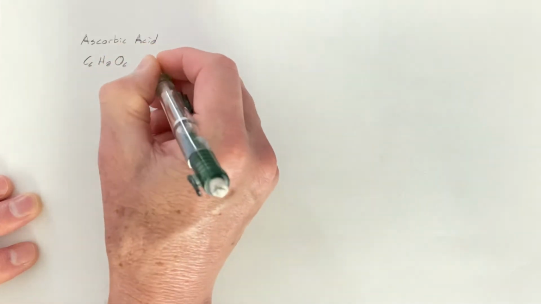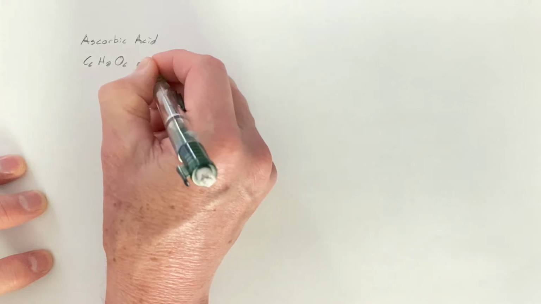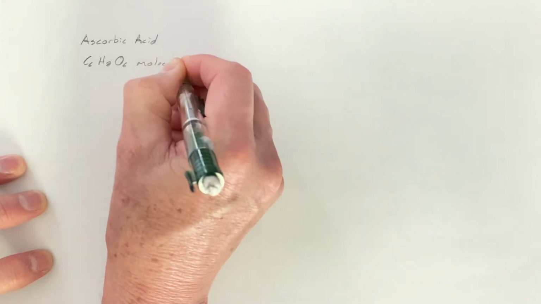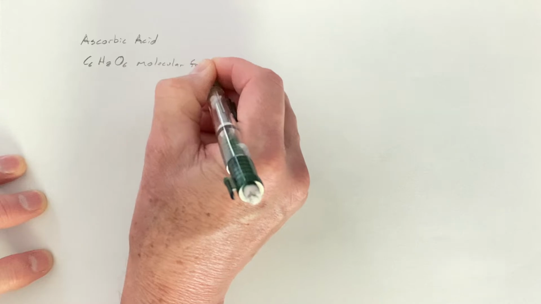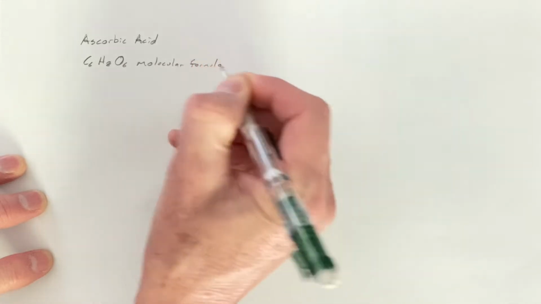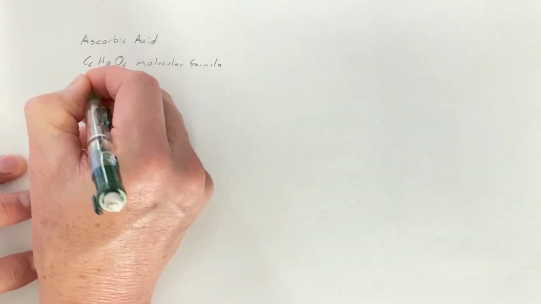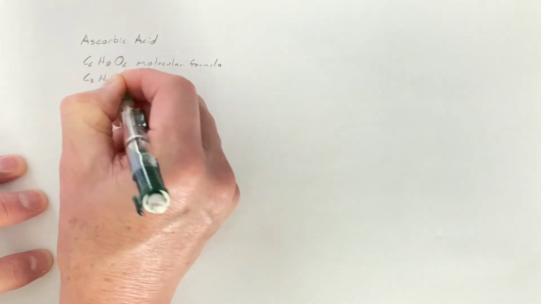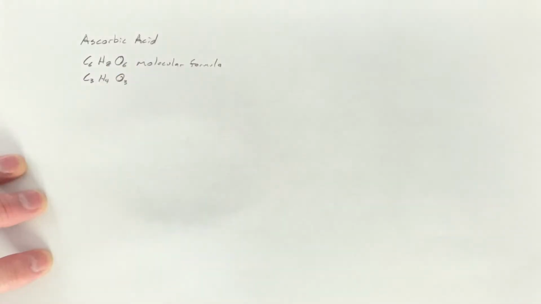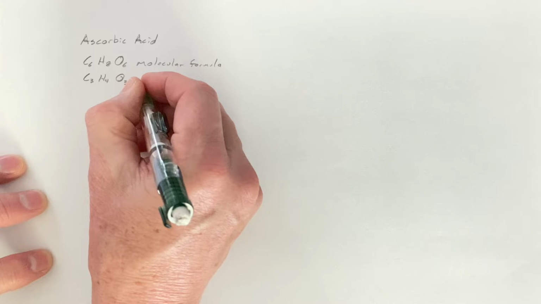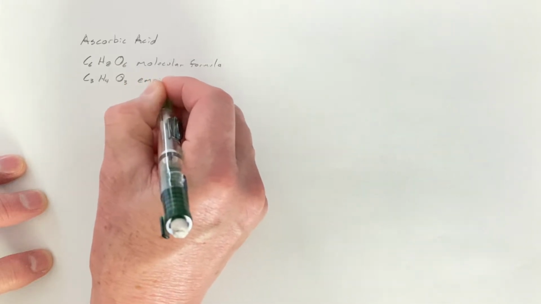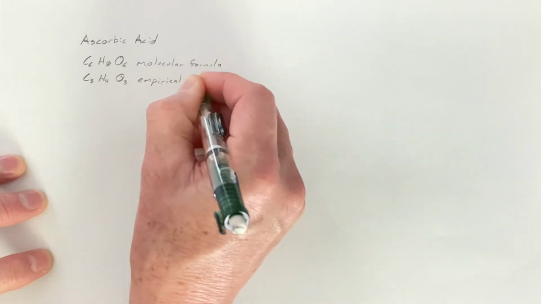C6H8O6. This is the molecular formula. We could look and divide each of the subscripts on this compound by 2, obtaining C3H4O3. This would then be the lowest whole number ratio of the elements in the formula, and this would then be the empirical formula.